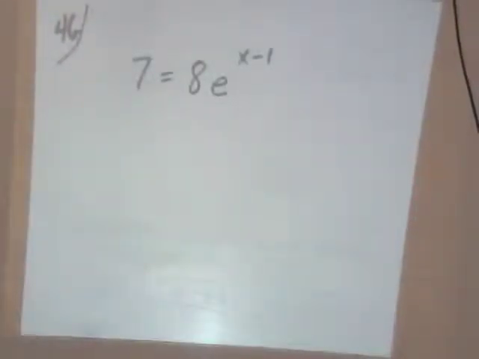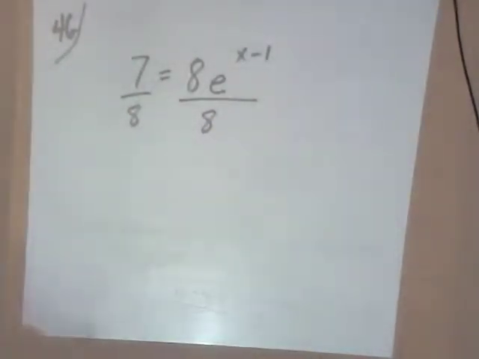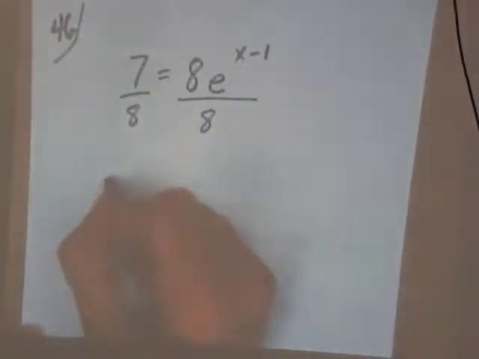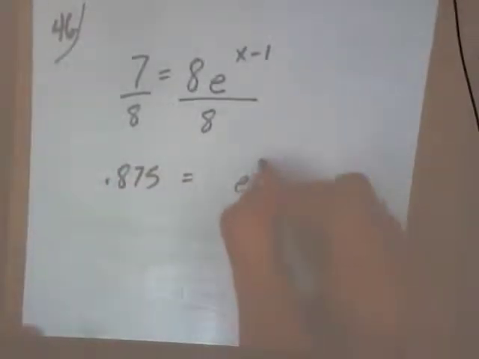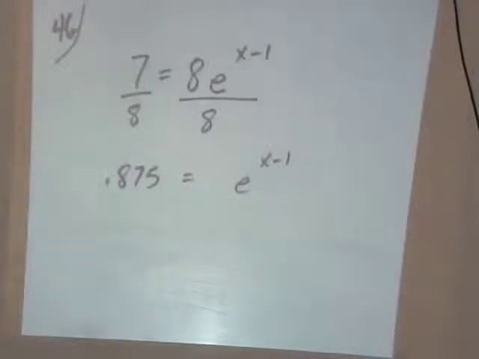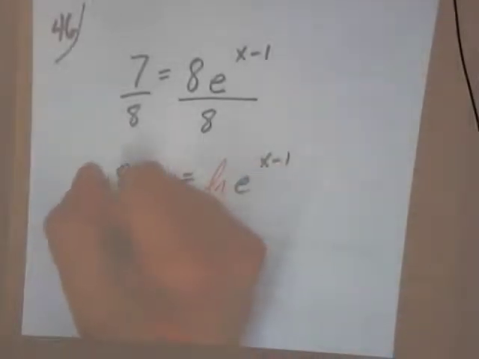Alright, what do we do first? First step. Divide by 8, very good. So 0.875 is equal to e raised to the x minus 1 power. You take the natural log of both sides, right? Yep. And now we'll take the natural log of both sides.